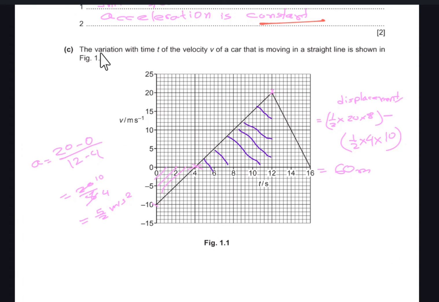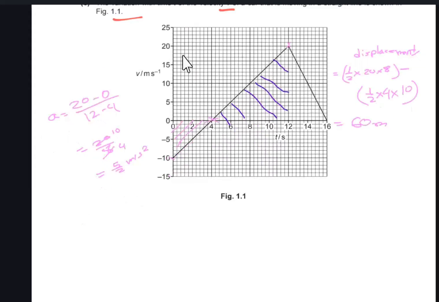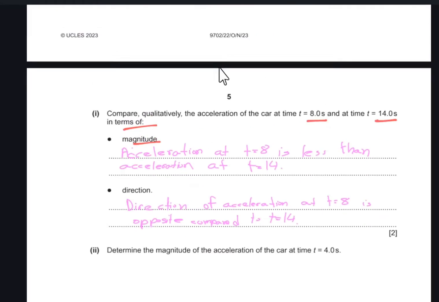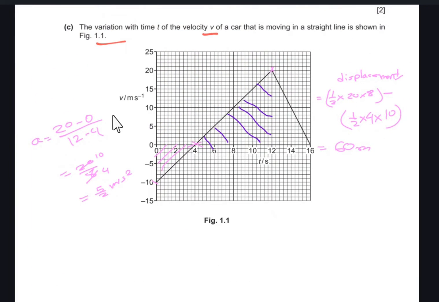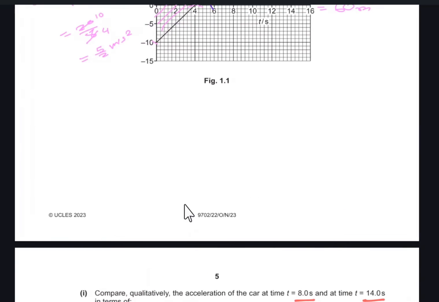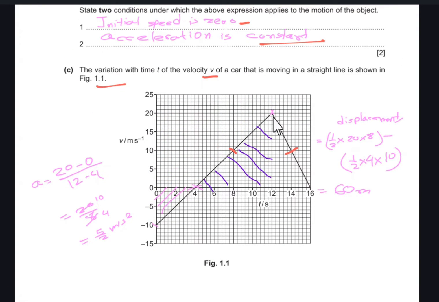Then part C, the variation with time t of the velocity of a car that is moving in a straight line is shown by figure 1.1. Compare quantitatively the acceleration of the car at time t is equal to 8 seconds and at time t is equal to 14 seconds, in terms of magnitude and direction. So we can see that the gradient at time t is equal to 14 is steeper than the gradient at time t is equal to 8.